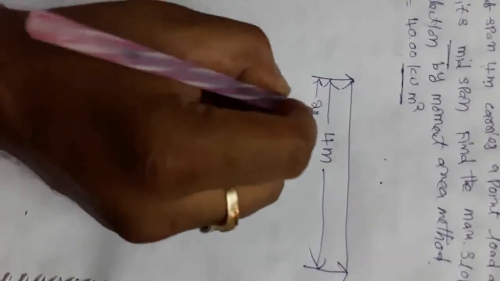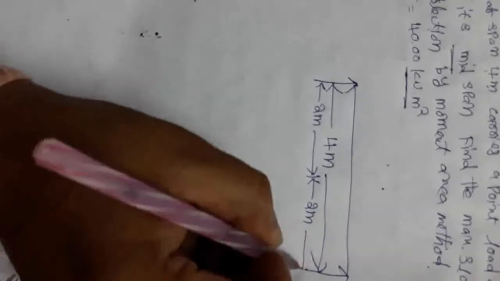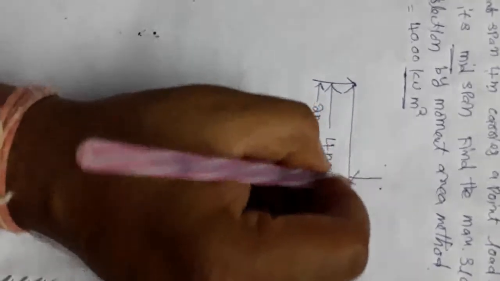So an SSB is nothing but a simply supported beam having two supports at its ends. The span length in the problem is 4 meters, with a point load of 30 kilonewtons at mid span. For these 4 meters, the mid span is 2 meters from the left support and 2 meters from the right support.